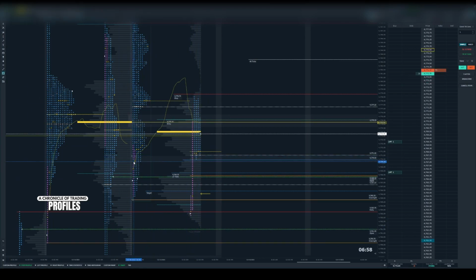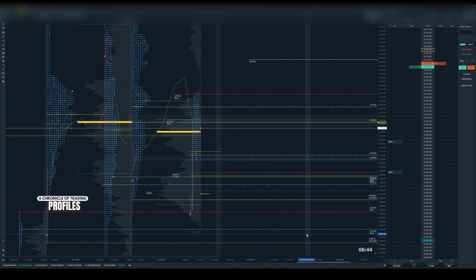So I'm not looking for this to totally fall apart. I'm just playing what it's doing right now, basically. You can see that POC shift. That just means that there's more volume traded there at that level than there was at that lower level from earlier.